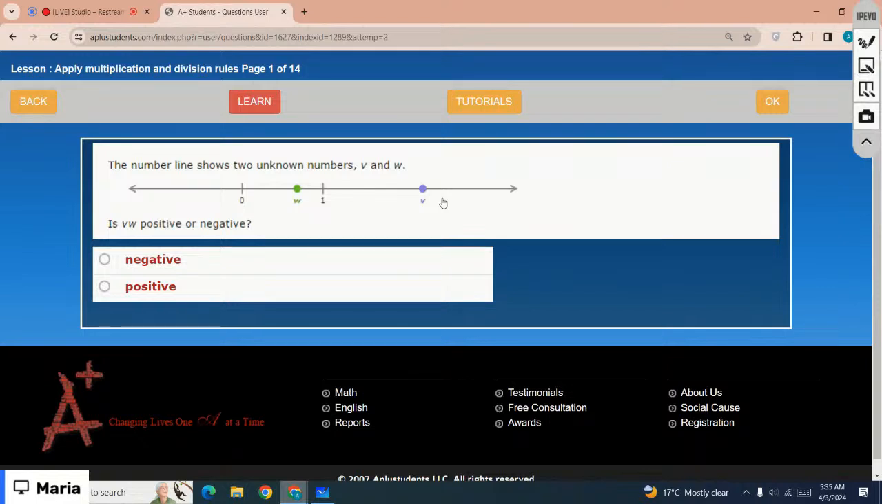The number line shows two unknown numbers v and w, right? Is vw positive or negative? V and w, they both are on the right hand side of the zero, right? That means both the numbers are positive, so their product is also a positive number, right? The correct option is positive.